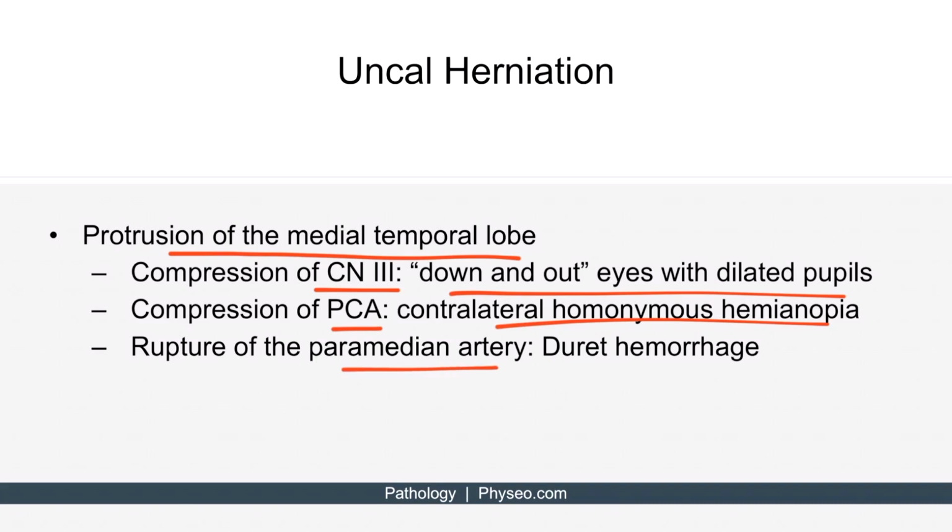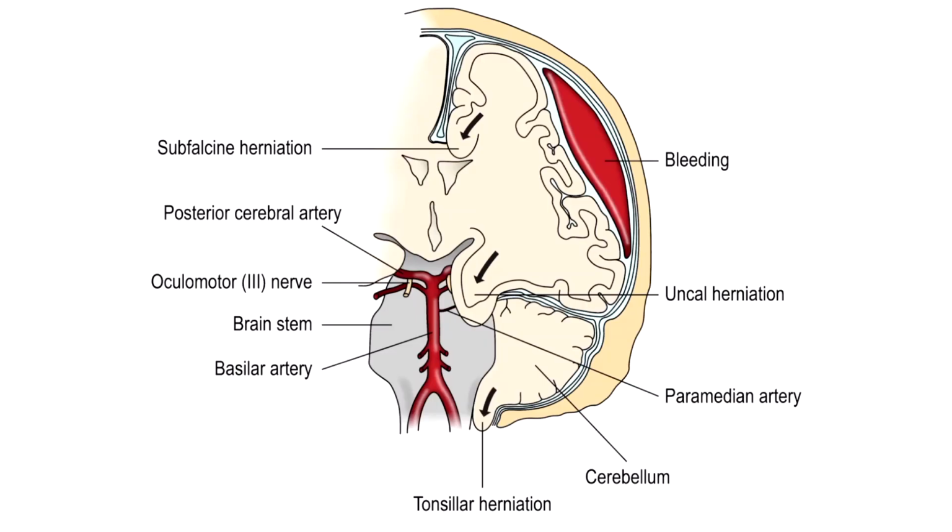And the paramedian artery supplies the pons, so rupture can cause an upper pontine hemorrhage, also known as Duret hemorrhage. In this image, we can see uncal herniation right here. And in this type of herniation, the temporal uncus is displaced under the tentorium cerebelli and may compress important structures, such as the oculomotor nerve, the posterior cerebral artery, and the paramedian artery.